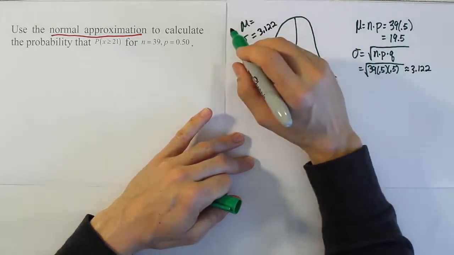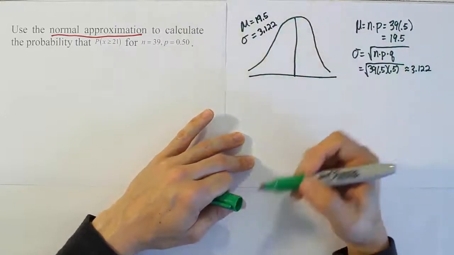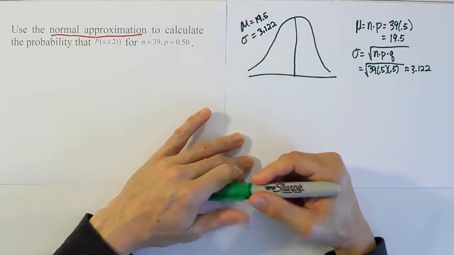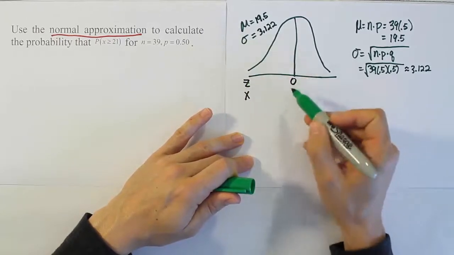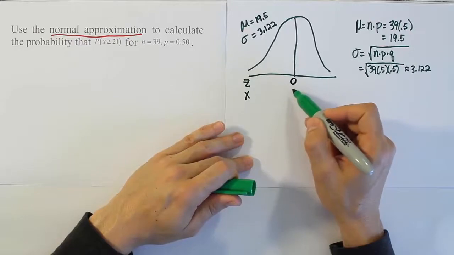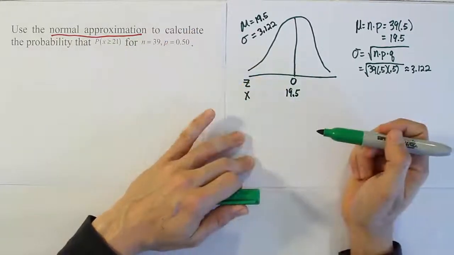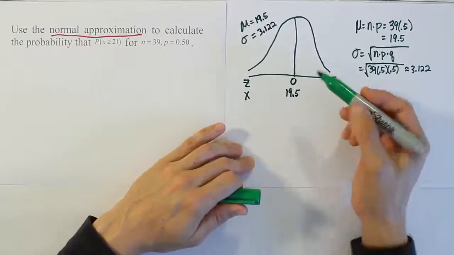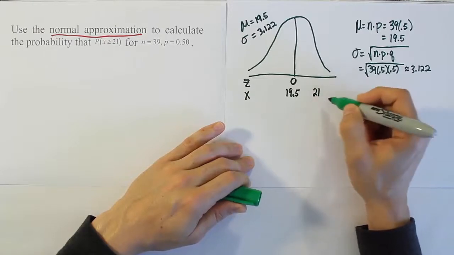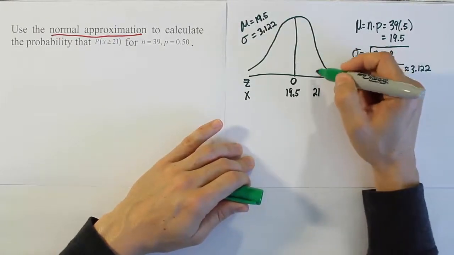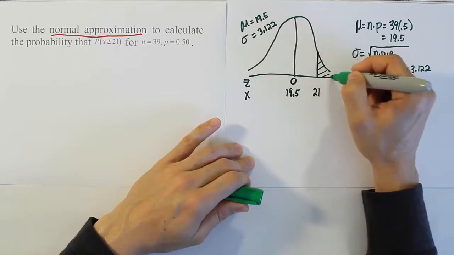We'll plug in 3.122 for our standard deviation. The mean here is 19.5. Now, our next step is to take the z-axis and x-axis and label our means. So our mean for z is 0. The mean for x is 19.5, where x is the number of successes out of 39 trials. And we want that number to be greater than or equal to 21. So 21 would be on this side of the curve, right? And if I said greater than or equal to 21, I would have a line here at 21, and you'd be thinking I would find the area in the tail.